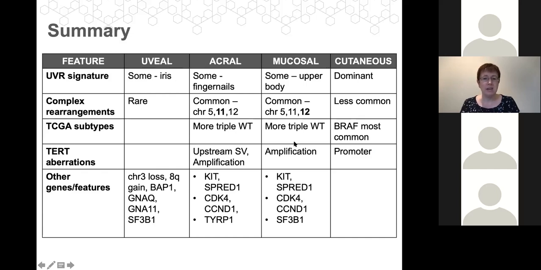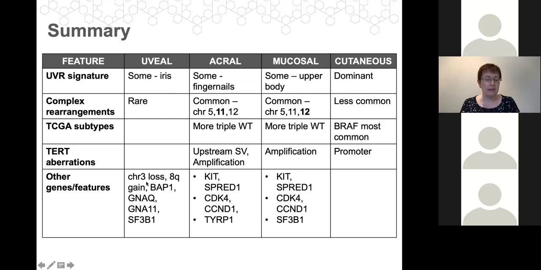For the TCGA subtypes, BRAF is most common for the cutaneous melanomas, and the acrals and mucosals have more of the triple wild type subtypes in comparison with the cutaneous. TERT aberrations are common in all three subtypes, but the way that these aberrations occur is different in the different subtypes.